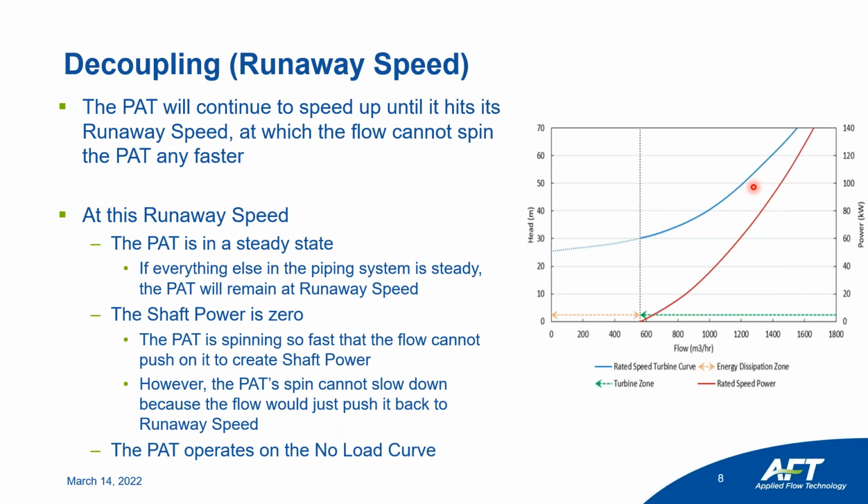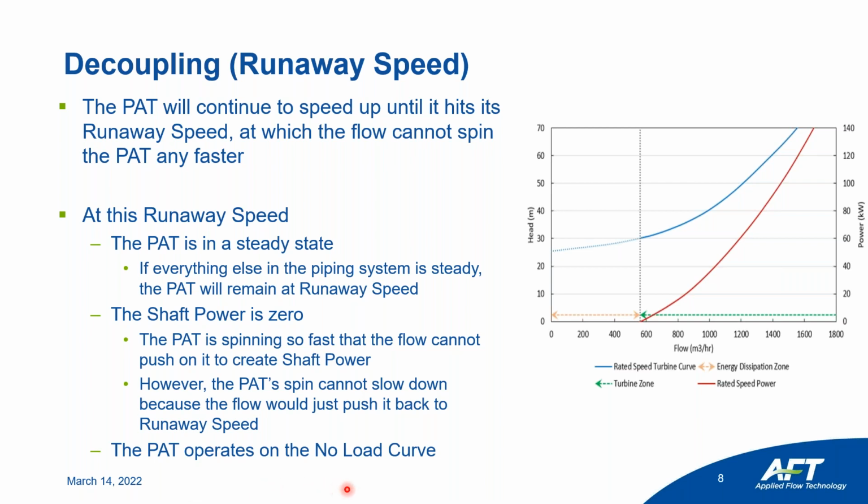But as soon as the car in front goes to slow down a little bit, the car behind it will push it back to make it stay at its same speed. And that's kind of how the runaway speed works. There's no power being imparted on the impeller by the fluid at runaway speed because the impeller is spinning as fast as the flow. But as soon as the impeller tries to slow down at all, the flow pushes on it and makes it stay at that same rotating speed.